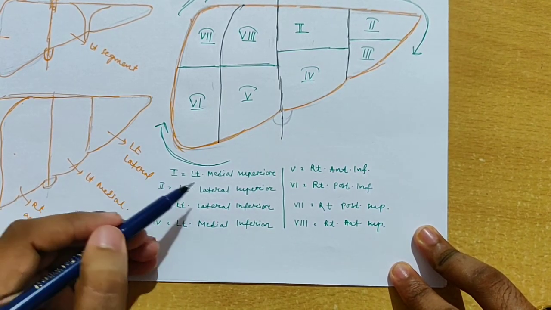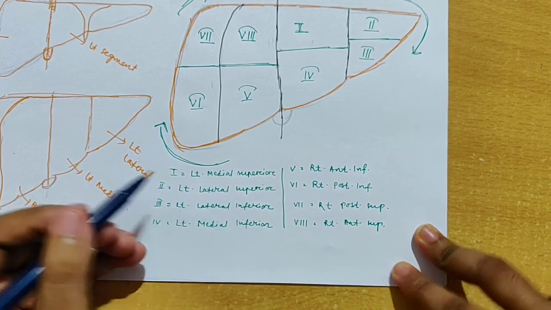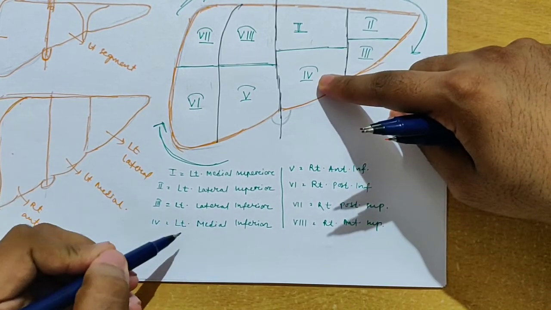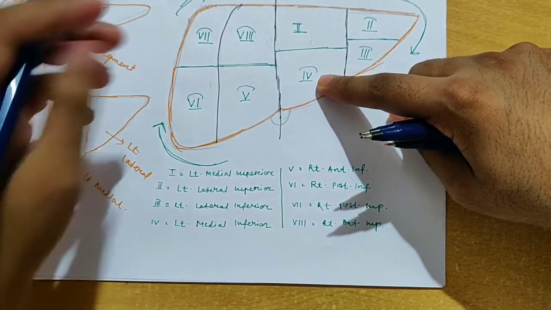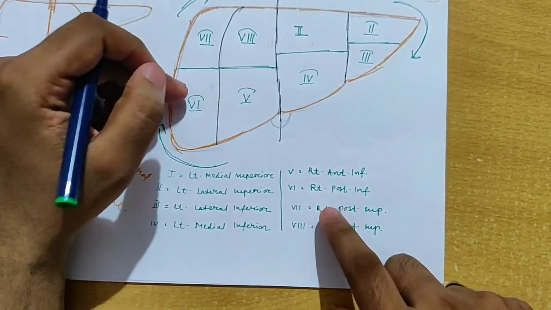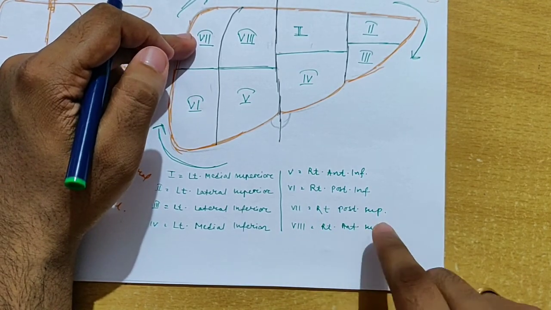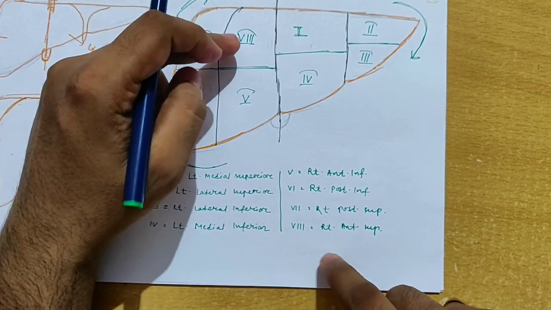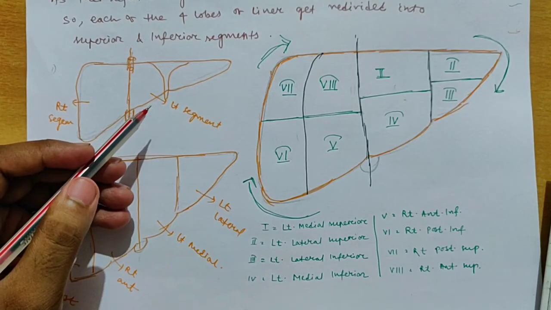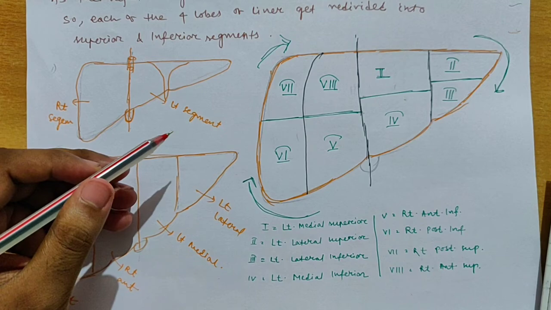And here is the naming of all the segments. First segment is the left medial superior segment. Second one is the left lateral superior segment. Third one is the left lateral inferior segment. Fourth one is the left medial inferior segment. Fifth one is the right anterior inferior segment. Sixth one will be the right posterior inferior segment. Seventh one will be the right posterior superior segment, and the last, 8th one, will be the right anterior superior segment. With this, the functional lobe of liver is completed.